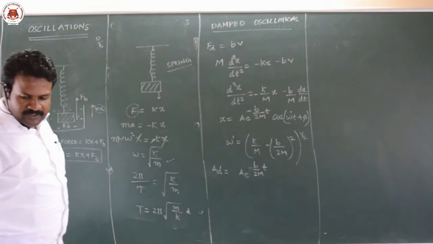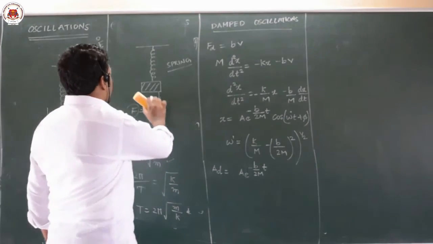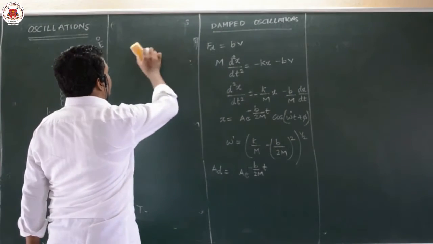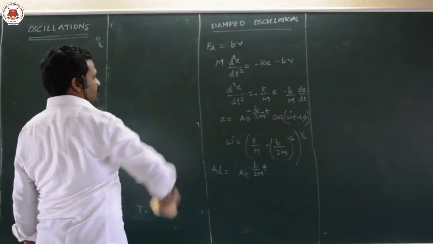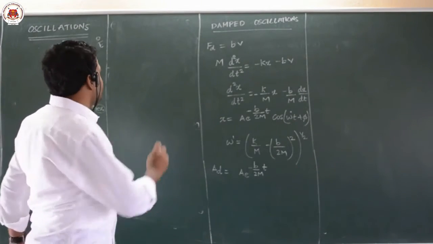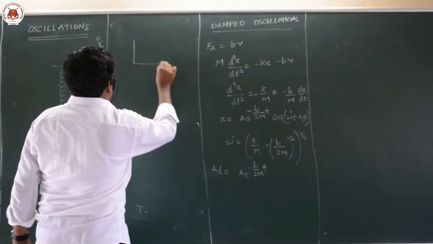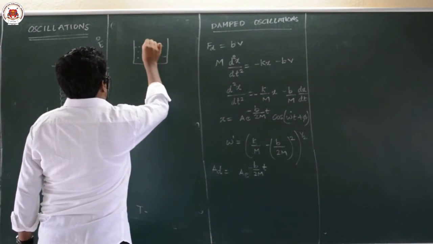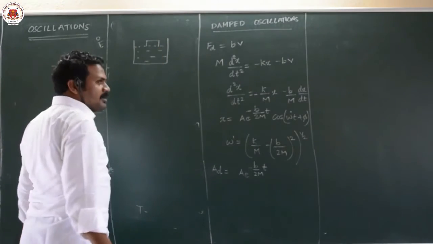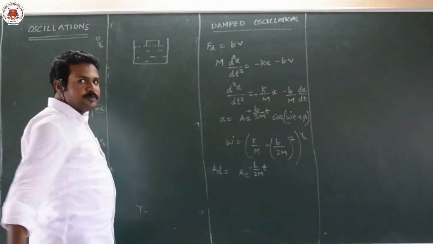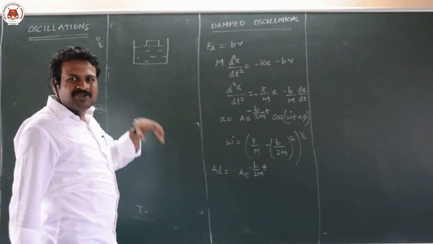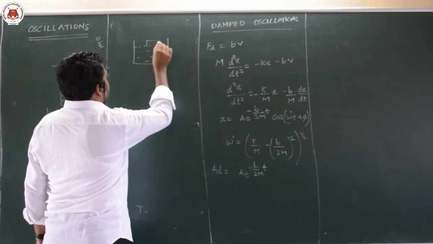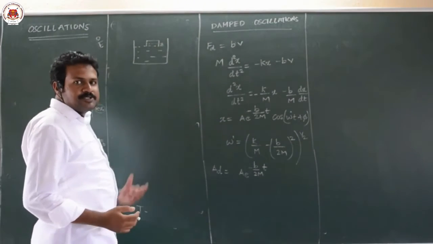Similarly, if a cylinder is floating, or a body of mass m is just floating on the liquid like this, and I just press it through a small distance x and release, it starts to oscillate. Then what is the time period? If I press it by x, buoyancy force will act on it.